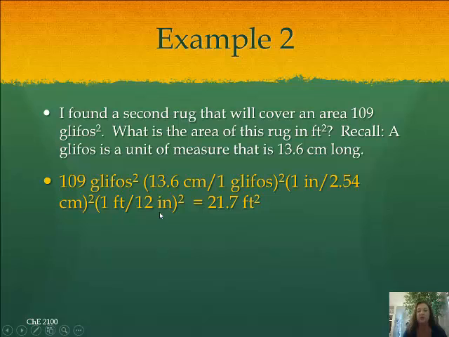And 1 foot is 12 inches. Square this, and I end up with feet squared. So when I do the calculations, I'm going to get feet squared as the units. But for the number, I'm going to take 109. The units were already squared. These are inside parentheses, so I'm going to take 109 times 13.6 squared, divided by 2.54 squared, divided by 12 squared, will get me 21.7 feet squared.